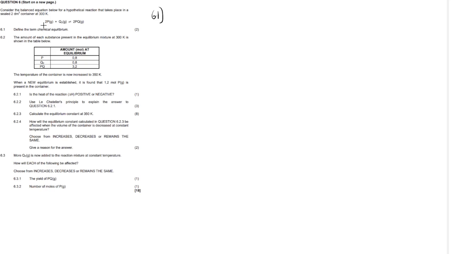So we've got 2P in gas phase plus Q2 in gas phase, making 2PQ also in gas phase. Okay, so all three of them are gases. That might be important for us.